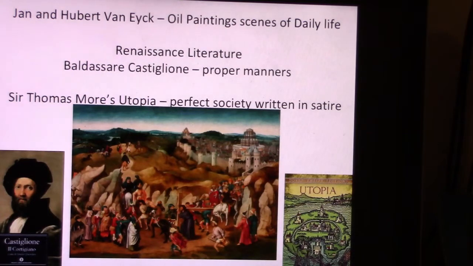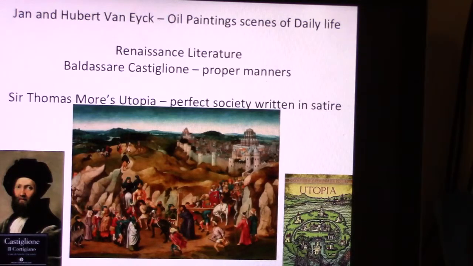So eventually, Renaissance is going to move towards the north. And Renaissance literature, especially with our man Machiavelli there, and we're going to hear about Baldassare Castiglione and Sir Thomas More. These things are going to happen at the same time as the painters, all right?